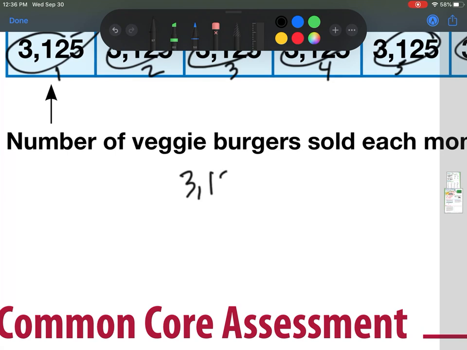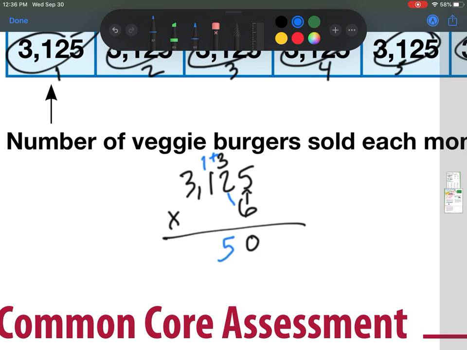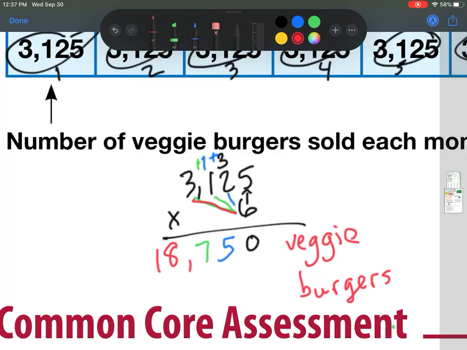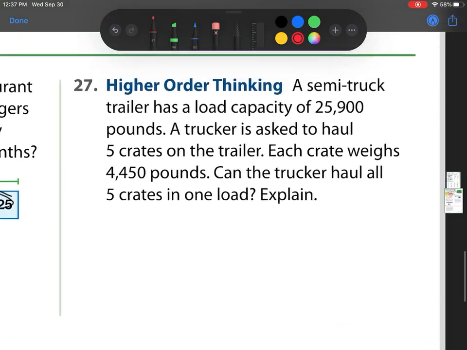We have 3,125, and we have 6 equal groups. So we're multiplying it by 6. So let's see what we get. 5 times 6 is 30, regroup the 3. 6 times 2 is 12, plus 3 is 15. Regroup that one. 6 times 1 is 6, plus 1 is 7. And lastly, 6 times 3 is 18. So how many burgers will they sell? They'll sell 18,750 veggie burgers. There must be a market out there for that, because it's not me. I would not be eating those.